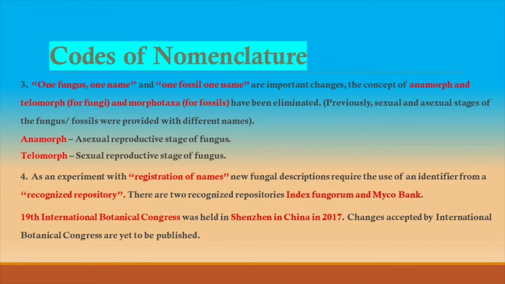As an experiment with registration of names, new fungal descriptions require the use of an identifier from a recognized repository. There are 2 recognized repositories, Index Fungorum and MycoBank. The 19th International Botanical Congress was held in Shenzhen in China in 2017. Changes accepted by the International Botanical Congress are yet to be published.